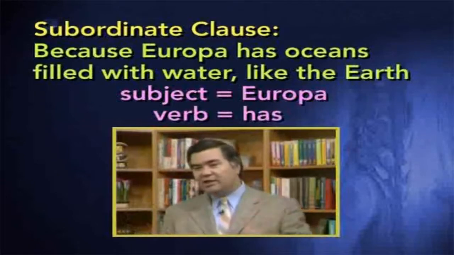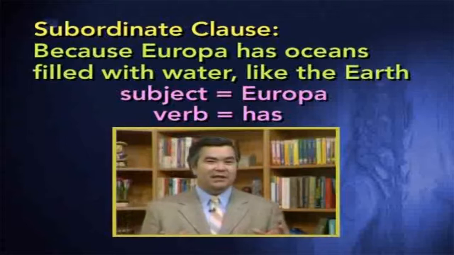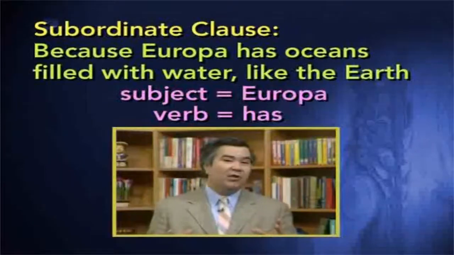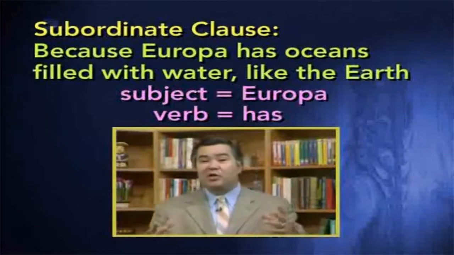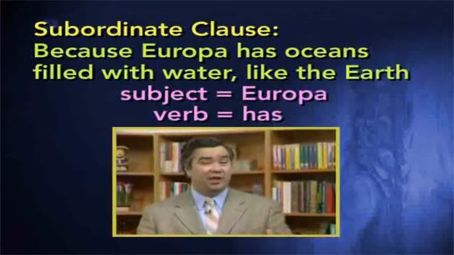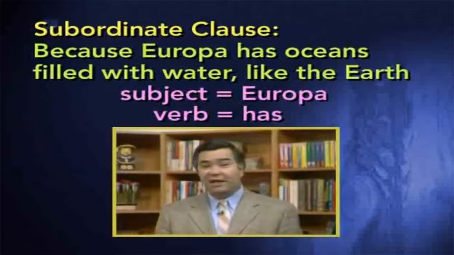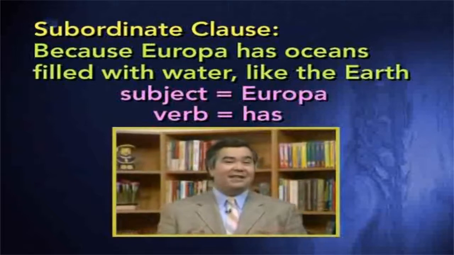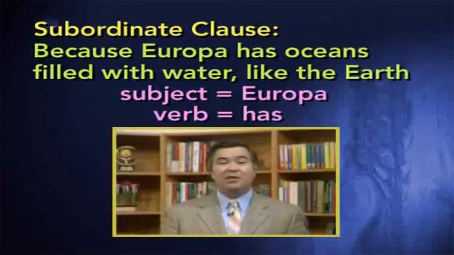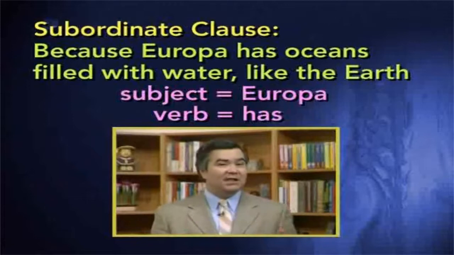No. I think if you listen to this group of words, you can see that the clause doesn't express a complete thought. It says, because Europa has oceans filled with water like the earth. This leaves you wondering what the speaker is getting at. Because Europa has oceans filled with water, therefore what? We're waiting for some conclusion. It sounds as though the sentence is leading to some conclusion, but none is presented. And therefore, this isn't a complete sentence. Rather, it's a subordinate clause, one that cannot stand alone as a sentence. And if this were to appear in a piece of writing as if it were a complete sentence, that would be a mistake. This is really a sentence fragment.